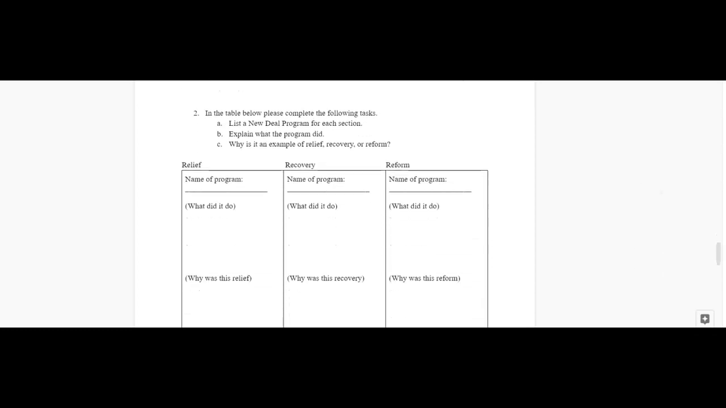And then number 2, in the table below, please complete the following tasks. Step 1, A, list a New Deal program for each section. B, explain what the program did. And then C, explain why it is an example of relief, recovery, or reform. Use your sheet that we did in class, the research about relief, recovery, and reform programs, to fill out this chart.